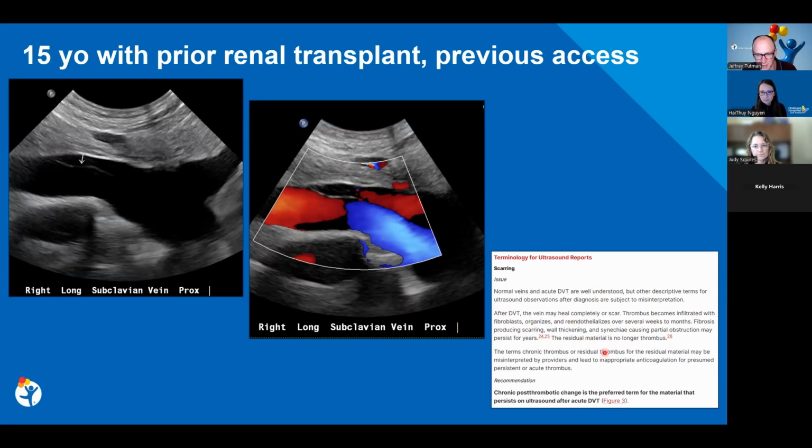If we say chronic thrombus, clinicians can interpret that to mean that there's still something in there they need to treat. Same thing if we say residual thrombus. So this terminology of chronic post-thrombotic change is what they have recommended. I'm probably personally not very good about using that phrase. I'm curious if you guys have different thoughts on this, as far as what terminology you would use for something like this.